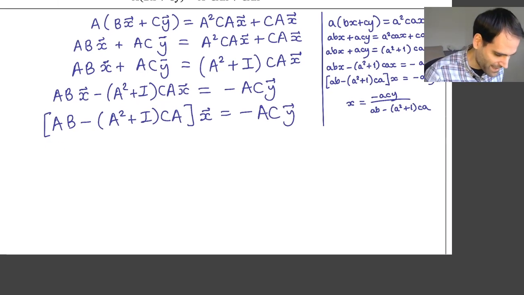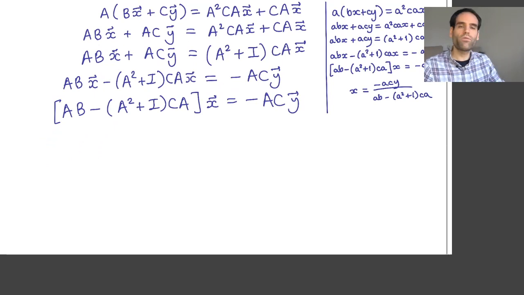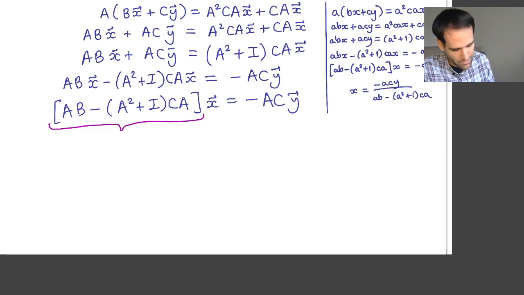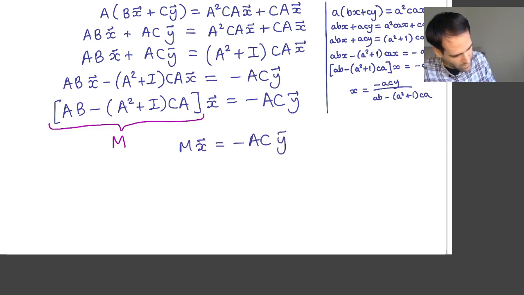And now there will be a last step, which I haven't told you about, which is the equivalent of division. So now this left-hand side between square brackets would be a matrix, right? It would be matrix A times matrix B, that's a matrix, and then A squared plus I is another matrix, times C times A is a matrix. You subtract those two matrices. So the end result is a matrix. So let's call it M. Okay. So we would say that now we have M times vector x equals minus AC times vector y.